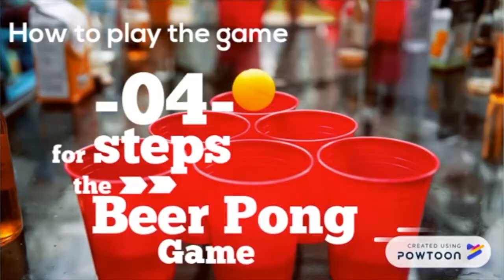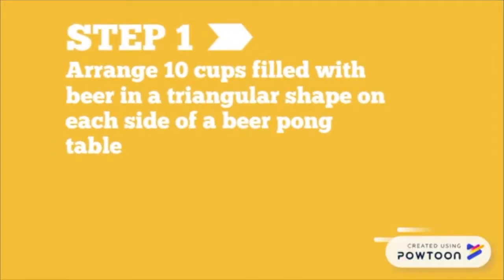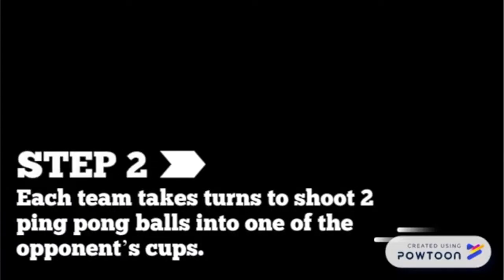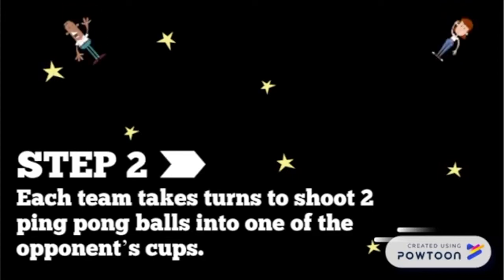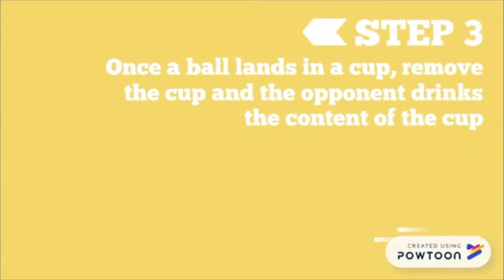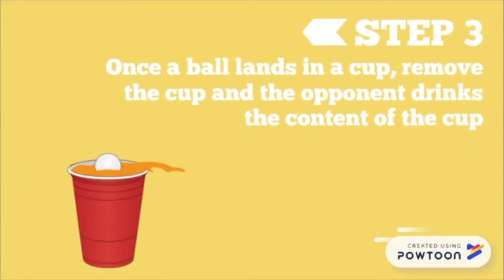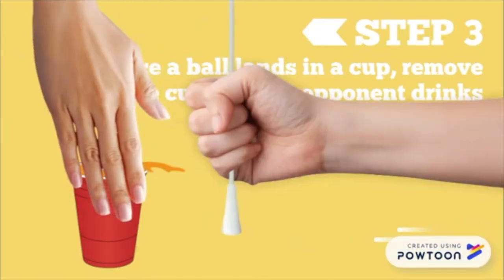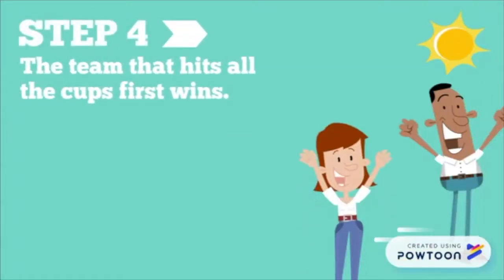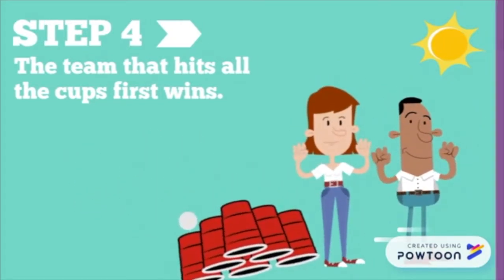Well, there are 4 steps. Step 1. Arrange 10 cups filled with beer in a triangular shape on each side of a beer pong table. Step 2. Each team takes turns to shoot 2 ping pong balls into one of the opponent's cups. Step 3. Once a ball lands in a cup, remove the cup, and the opponent has to drink the contents of the cup. Step 4. The team that hits all the cups first, well, they obviously win the game.